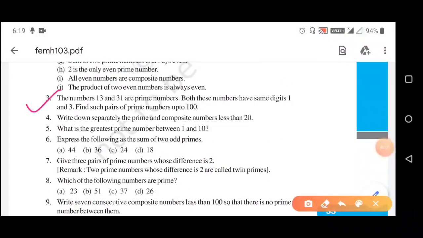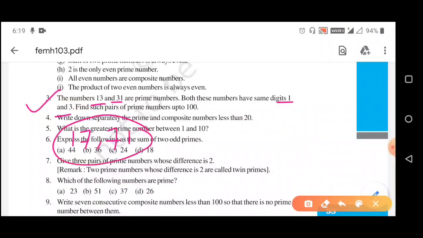Question number 3. The numbers 13 and 31 are prime numbers. Both these numbers have the same digits, 1 and 3. Find such pairs of prime numbers up to 100. So we have to find the pairs of numbers with the same digits, and both the numbers should be prime numbers. So the pairs are 17, 71.